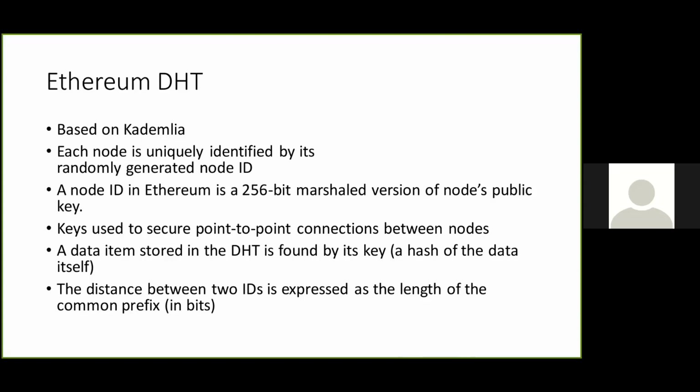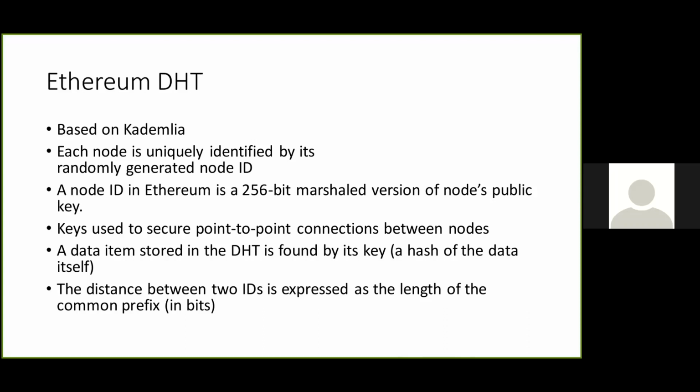Each node is uniquely identified by its randomly generated ID. This ID is actually just a marshaled version of the node public key. So when you join the DHT, you generate a public-private key pair. Then you hash your public key, and this will be your ID in the DHT as well. Those keys are also used to secure point-to-point connections between nodes, so we can secure the communication and assure integrity and confidentiality.